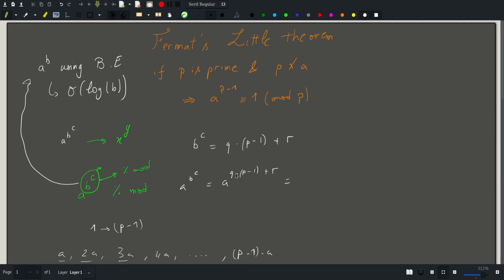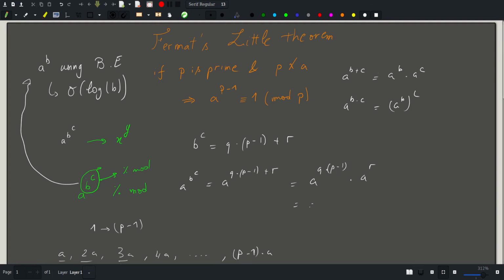And applying the rules of exponentiation that we saw in the previous video, namely that a raised to the b plus c is equal to a to the b times a to the c, we will get that this is equal to a raised to the q times p minus 1 times a raised to the r. And the other rule that we know is that a raised to the b times c is equal to a raised to the b, everything raised to the c.